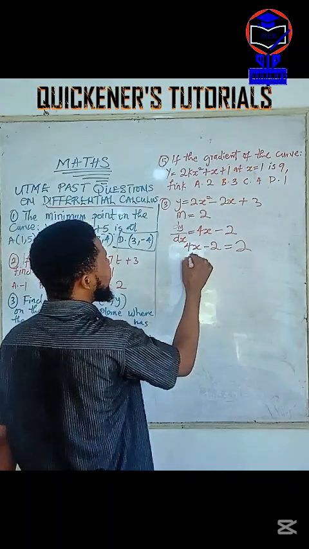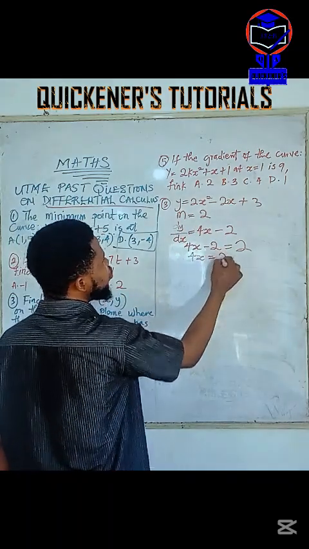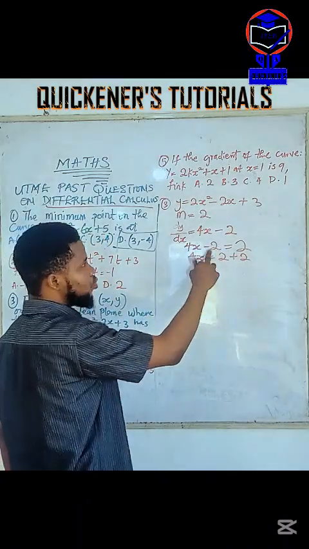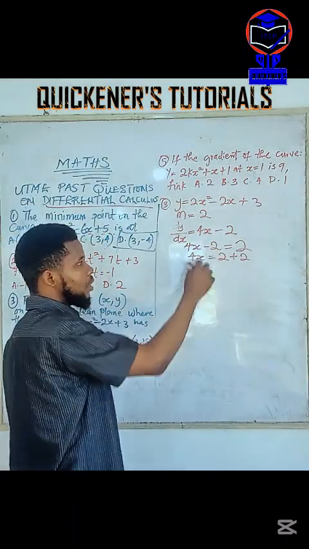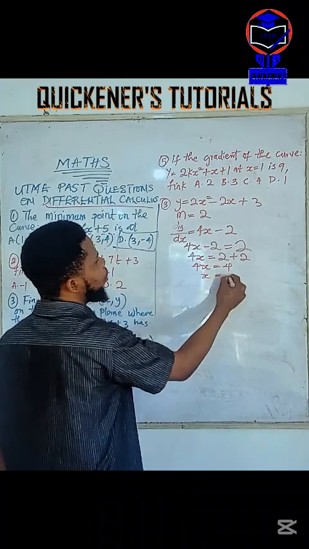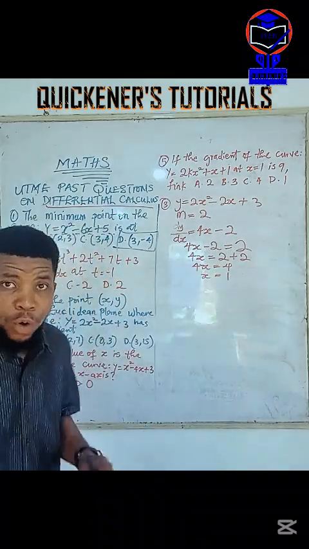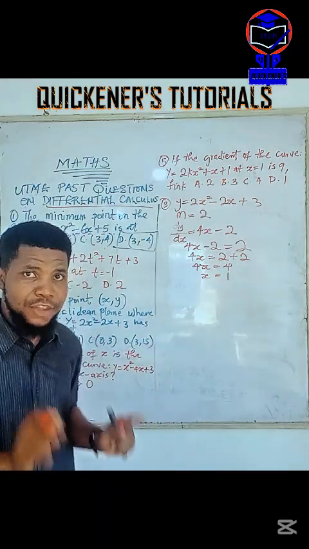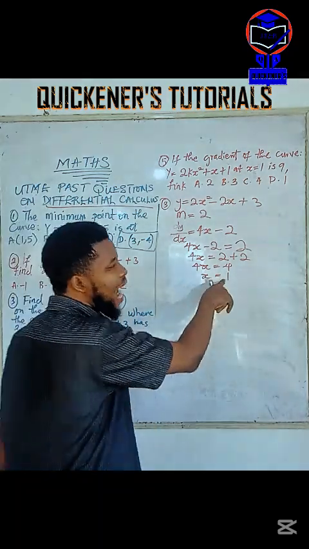So, what do you have? 4x equal to 2 plus 2. Why is it plus 2? You add 2 to both sides so that you can remove this minus 2. So, what do you have now? 4x is equal to what? 4. And x is equal to what? 1. When you divide both sides by what? Divide both sides by 4. You have x equal to 1. Are you getting it now? Good. So we have our x as 1.